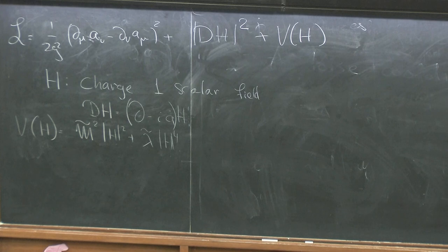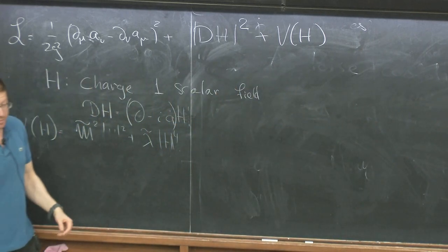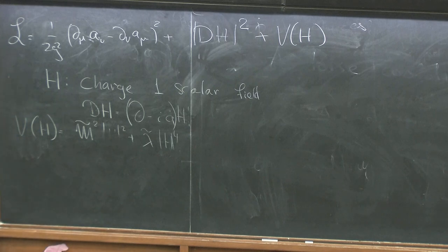So that's going to be here. So we draw the same line, m twiddle squared. And we have to analyze the model in limits where it becomes weakly coupled.